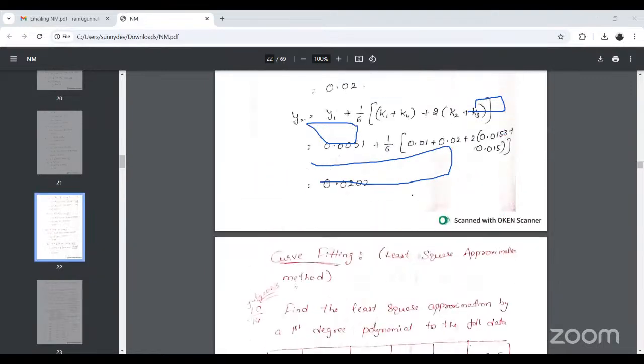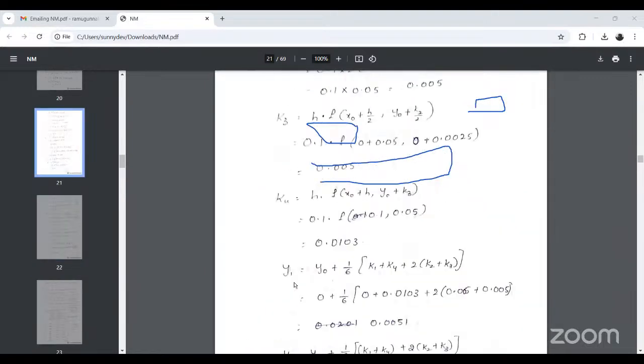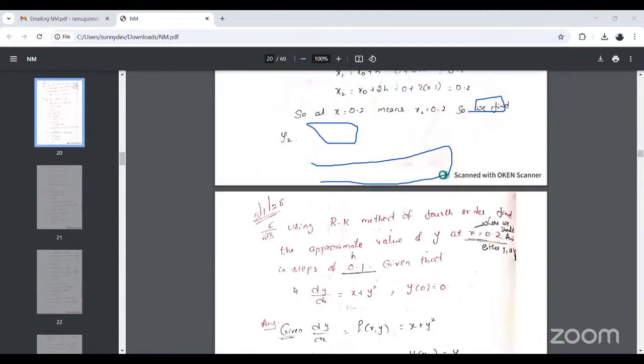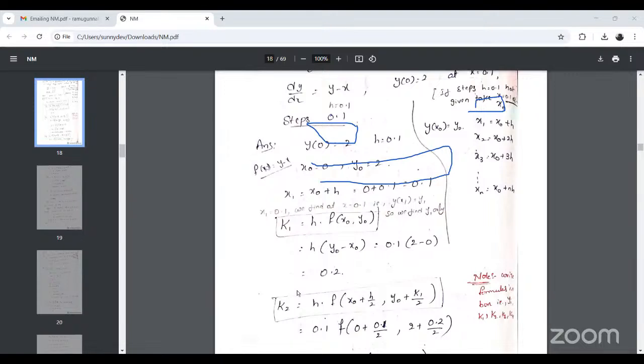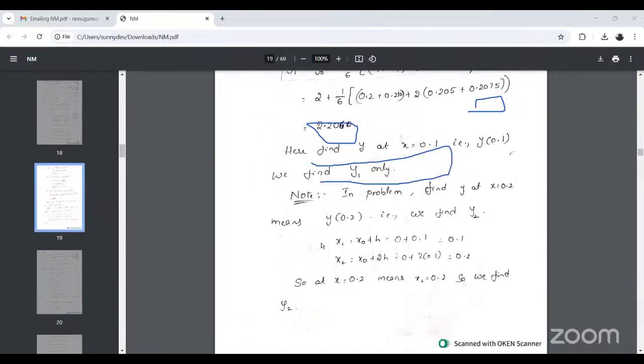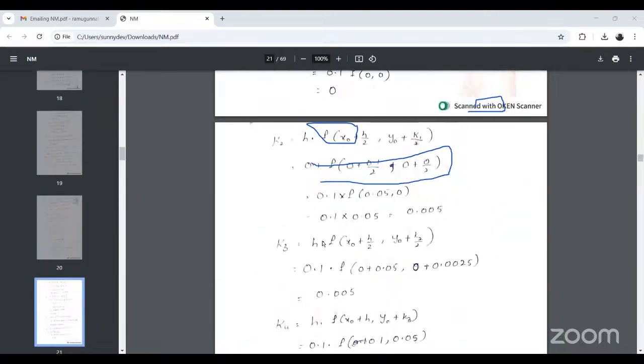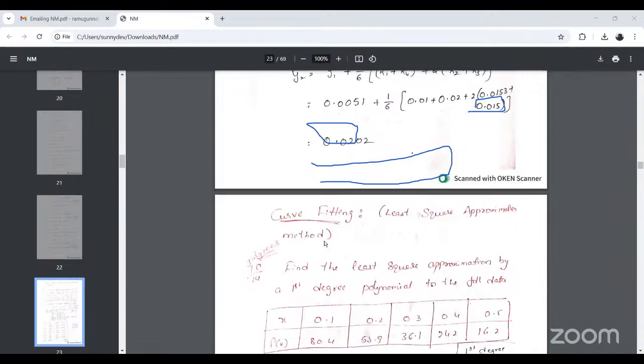So in the examination, the RK method is very important. So solve using the RK method, fourth order, that is very important in the examination.